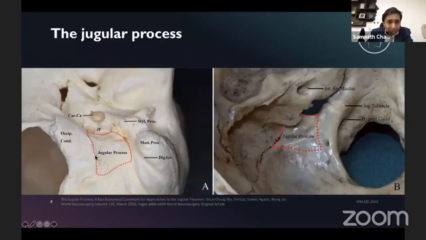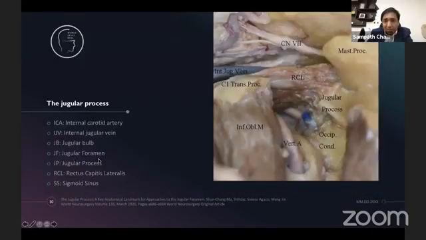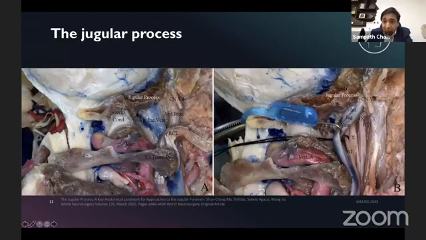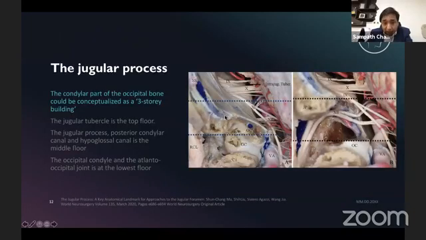So the jugular process ends at the occipital condyle. If you're looking at it laterally, and we go past the jugular bulb, here is the jugular bulb and the process intact. Now I've removed the jugular process and the jugular bulb, and if I look intracranially, we can compartmentalize the occipital condyle into 3 stories. This is the first story, this is the middle story, this is the lower story.